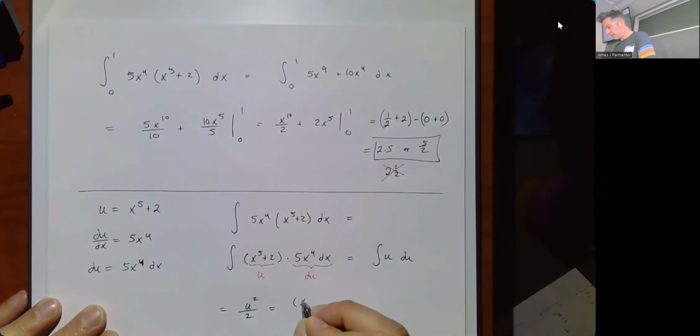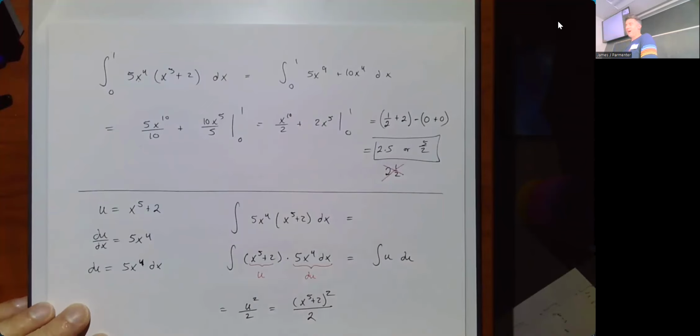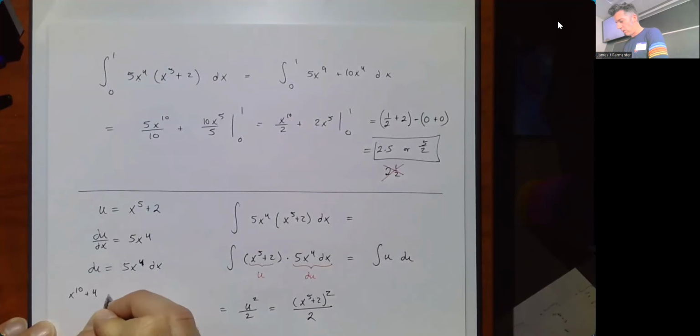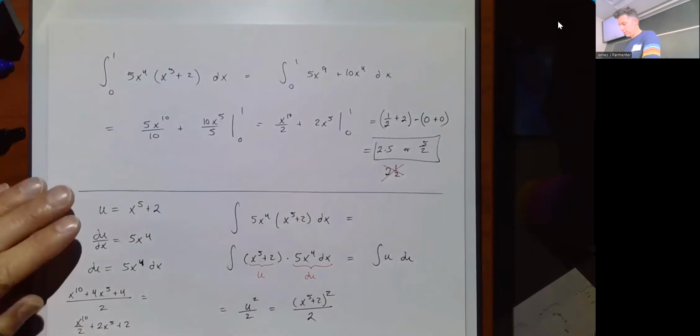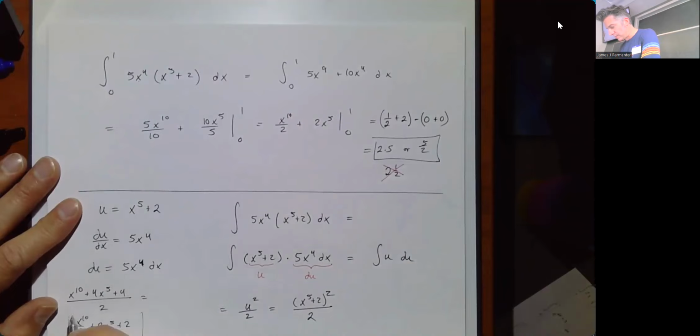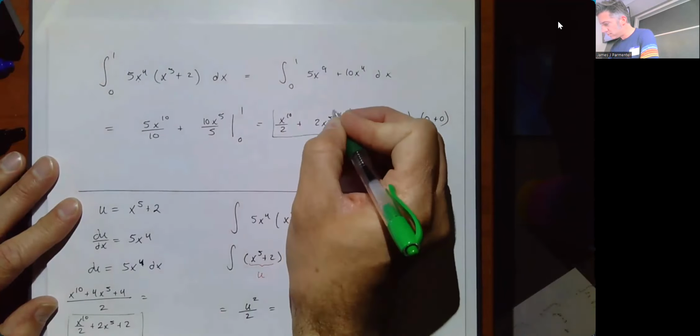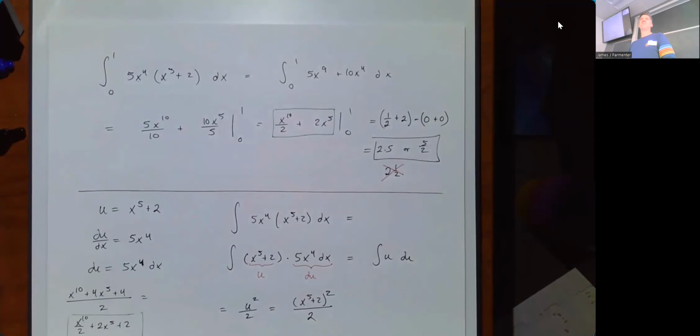That's going to be x to the 5th plus 2 squared over 2. I don't really want to multiply that out, but I'm going to multiply it out just so you can see. If you multiply this out, you get x to the 10th plus 4x to the 5th plus 4 all over 2, which if we simplify, is equal to x to the 10th over 2 plus 2x to the 5th plus 2. And notice, and I do think it's worth noticing, notice that my antiderivatives, are they the same?